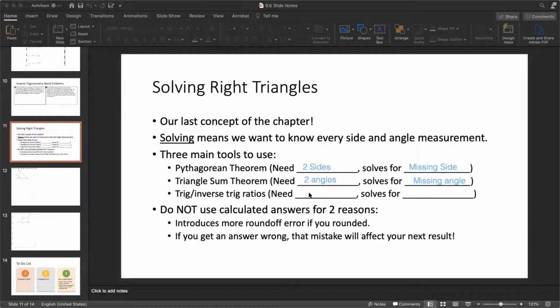Our final tool are the trig ratios and inverse trig ratios we used. We just learned about those these past couple weeks. Our trig ratios, we need a side slash angle. So we either need a side and an angle or a side slash side. I'm going to kind of shrink this one down a little. And it lets us solve for a missing side or missing angle.